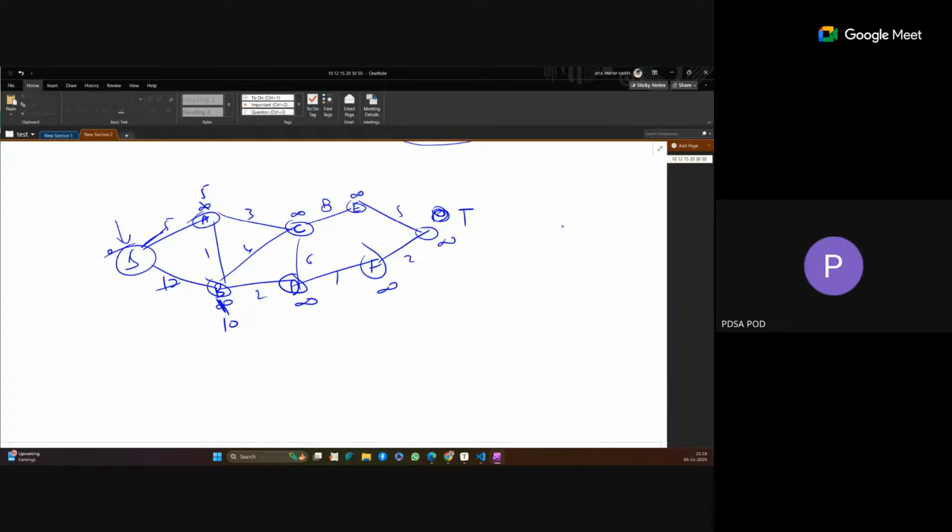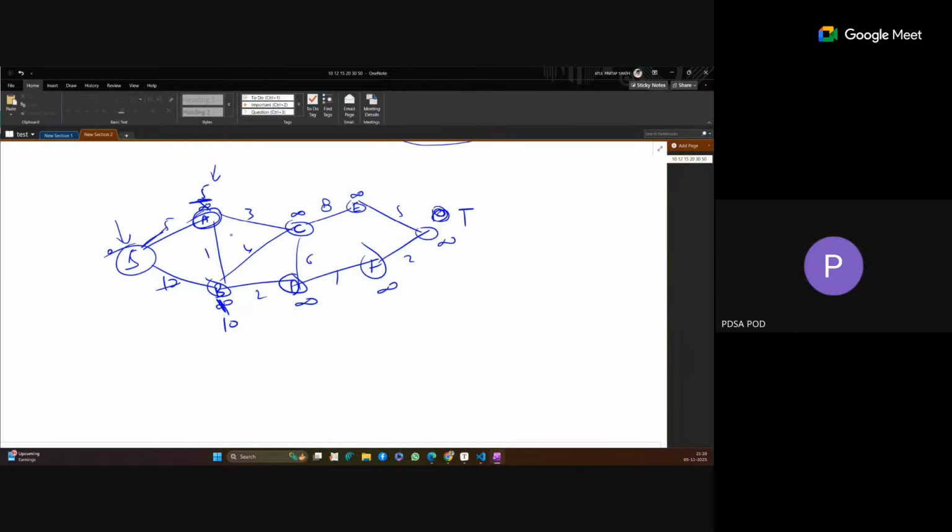Our final goal is the S to T calculation, the shortest path from S to T, but in between we are also taking the optimal choice at each step. Then we will achieve a global optimal solution for this. Similarly, after that we will pick the smaller distance node, that is this one, 5, and from this we will check the next update.